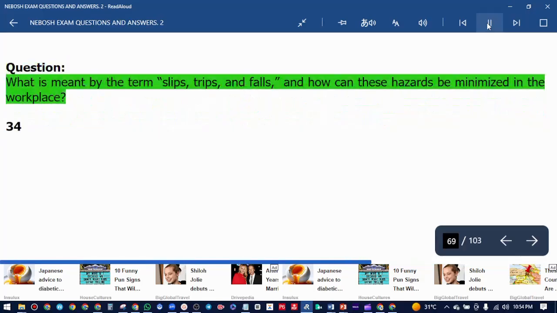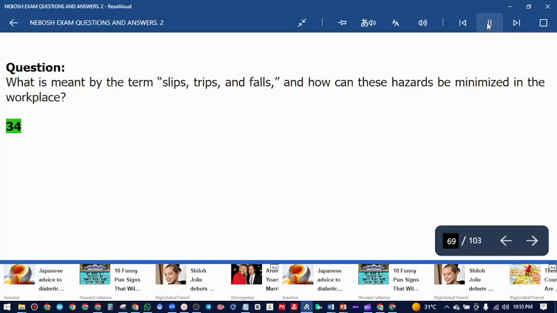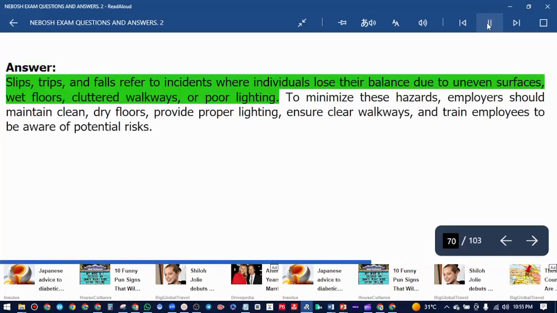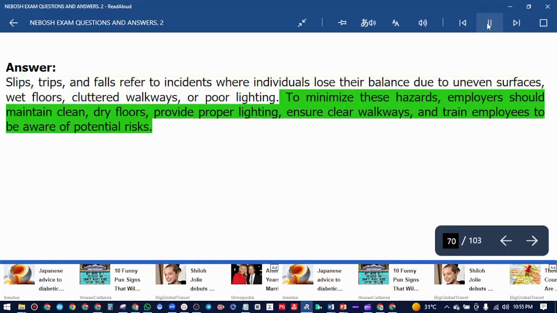Question. What is meant by the term slips, trips, and falls, and how can these hazards be minimized in the workplace? 34. Answer. Slips, trips, and falls refer to incidents where individuals lose their balance due to uneven surfaces, wet floors, cluttered walkways, or poor lighting. To minimize these hazards, employers should maintain clean, dry floors, provide proper lighting, ensure clear walkways, and train employees to be aware of potential risks.